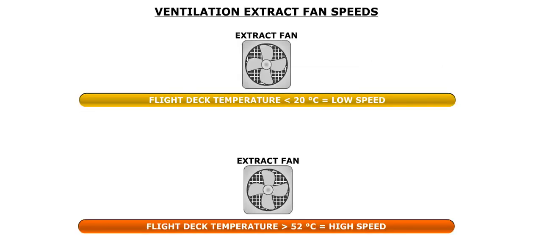The fan operates at one of two speeds, depending on the flight deck temperature. If the temperature is below 20 degrees Celsius, the fan will operate at low speed. If the flight deck temperature is above 52 degrees Celsius, the fan will operate at full speed. The fan speed will vary proportionally with the flight deck temperature if it is between these two values.